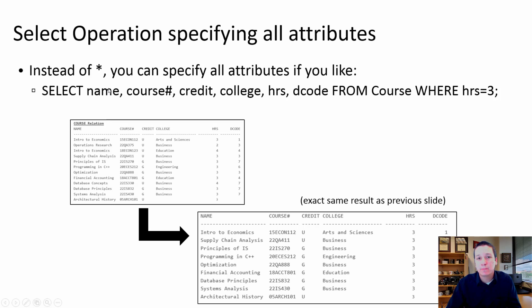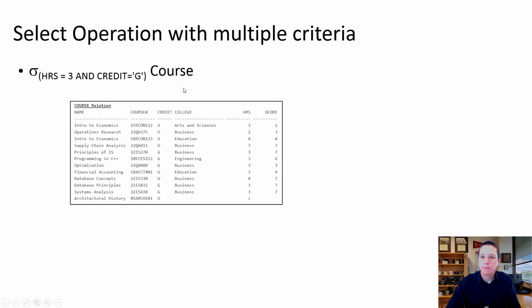Now, back in module 6.1, when we introduced relations, we said that tuples and attributes are all stored in no particular order. So that means that we can specify the order that we want the attributes returned in with no penalty. We can also have multiple criteria in our where statement.